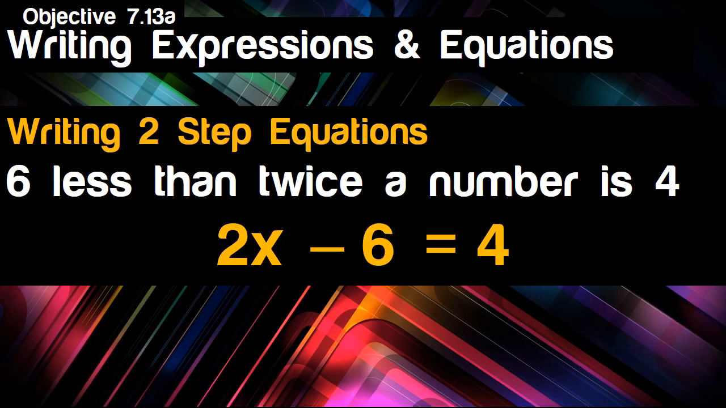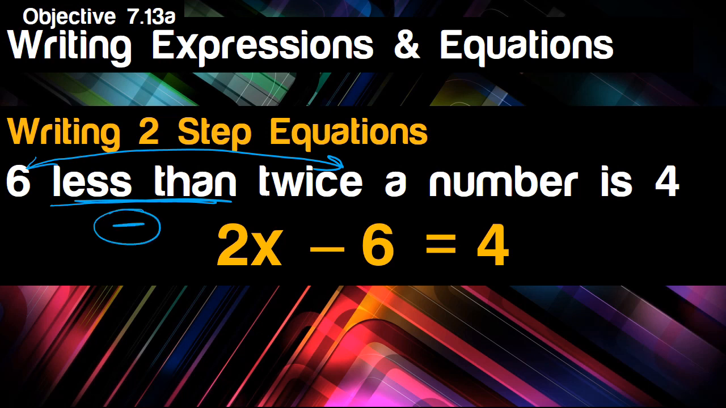So now if we're going to be writing two-step equations, this gets a little trickier, but when we follow the keywords, it will all be good here. And so we have 6 less than twice a number is 4. Let's start with the keywords first. We have this keyword, less than. So we know that 6 and whatever twice a number is switching, and we have subtraction as our sign.